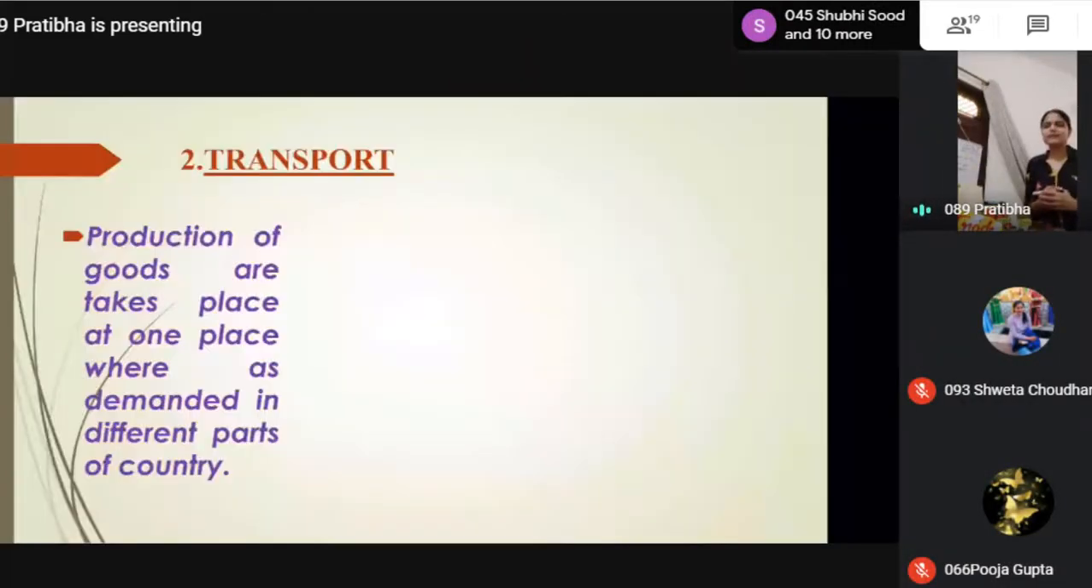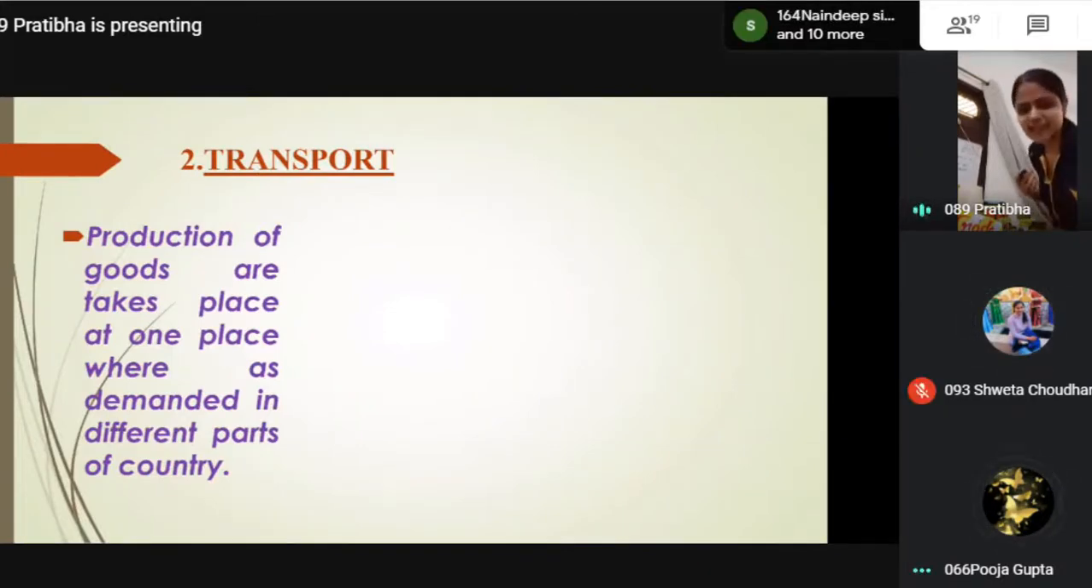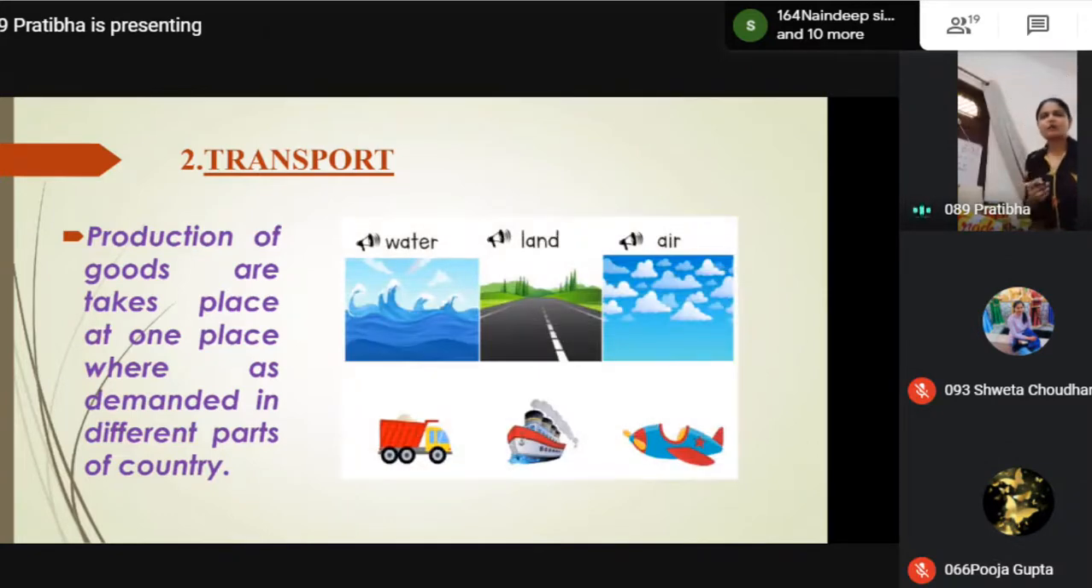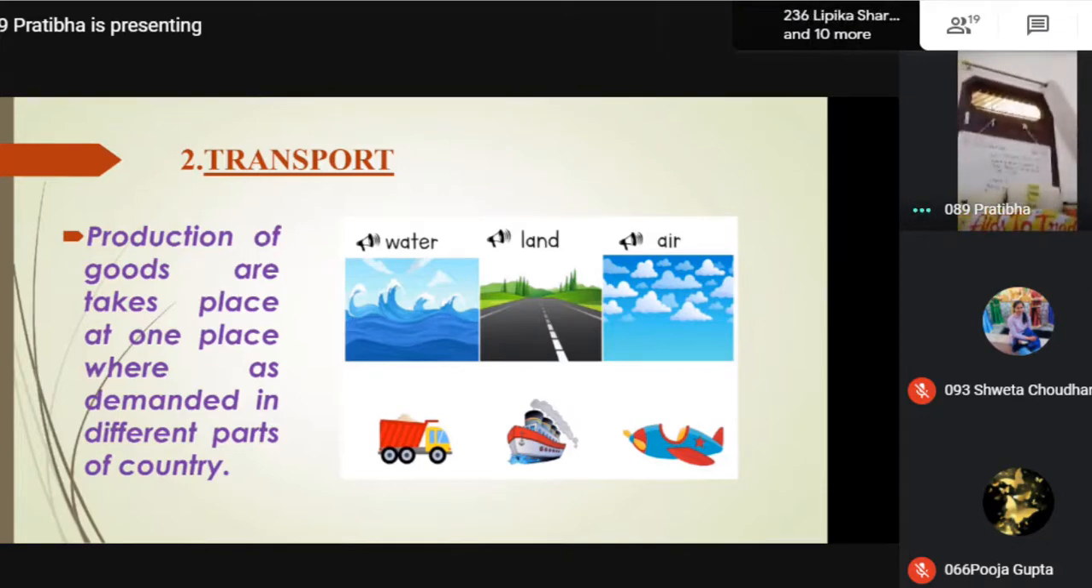Tell me, what are the means of transport? Land, railways, air, water. Very good, students. Air, water, land. These are the means of transport. With the help of these means of transport, we move goods from the place of production to the place of consumption. Students, as you all know, all these facilities help in removing the hindrances which are faced during trade. So, transportation helps in removing the hindrance of place.